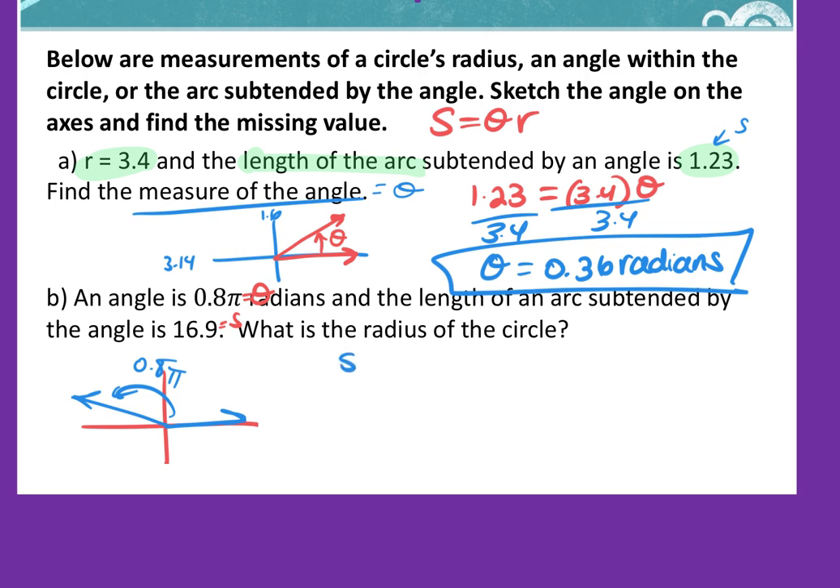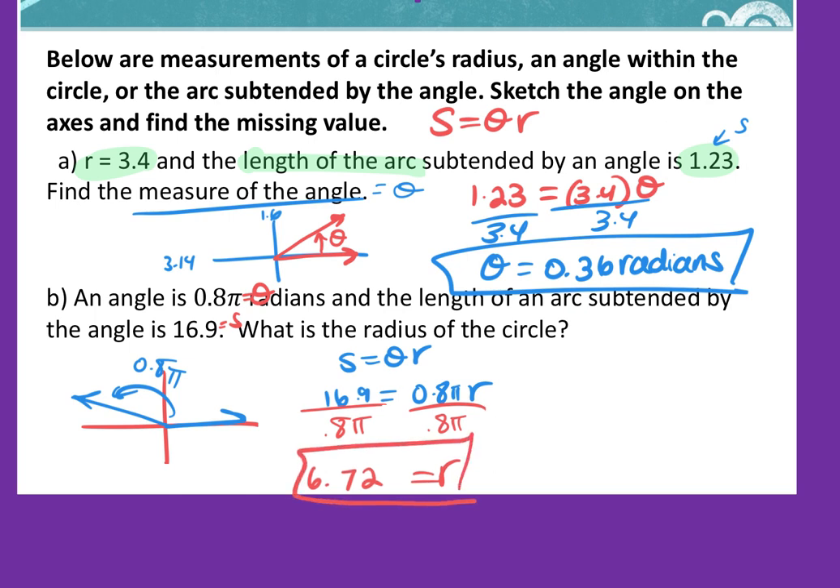And then using S = r theta again, S is 16.9, theta is 0.8 pi. I need to find r. I just divide both sides by 0.8 pi. And I get 6.724, so 6.72. If it gave you a unit, pay attention to it. Like if it gave you inches or centimeters, obviously pay attention to it. If it doesn't, you don't need to include it.